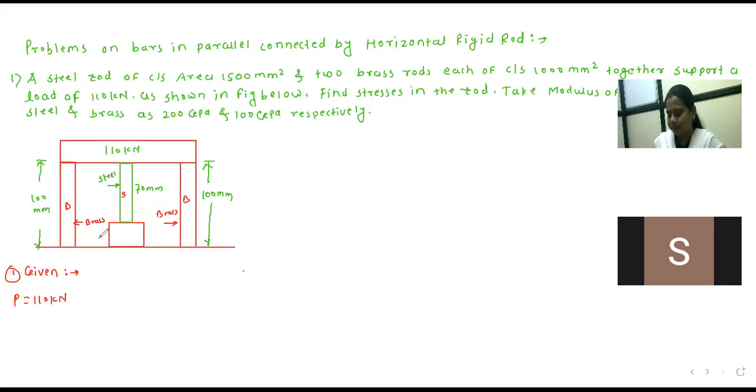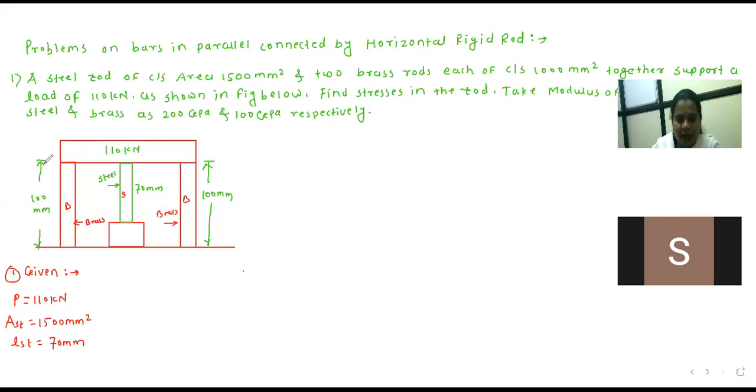Okay. So area of steel is given, 1500 mm square. Length of steel is also given. Length of steel is 70 mm. Now we will see for brass.